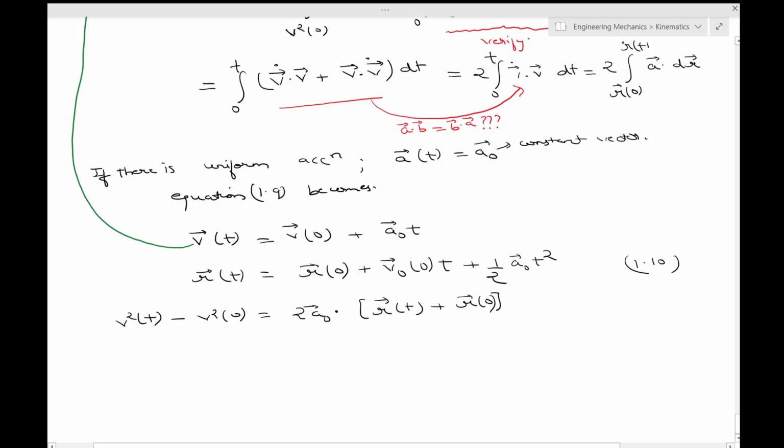Now if one chooses r of 0 equal to 0, what would this mean? It means that the position vector of this material point of the material body is actually at the origin.